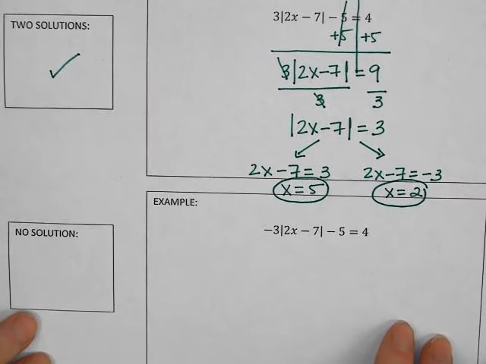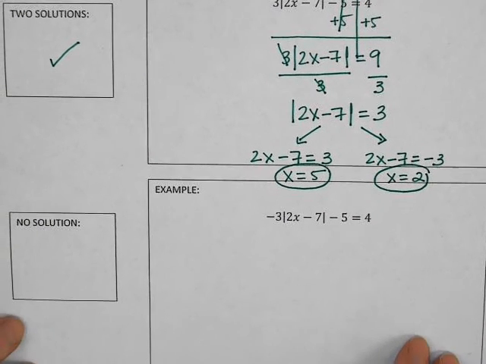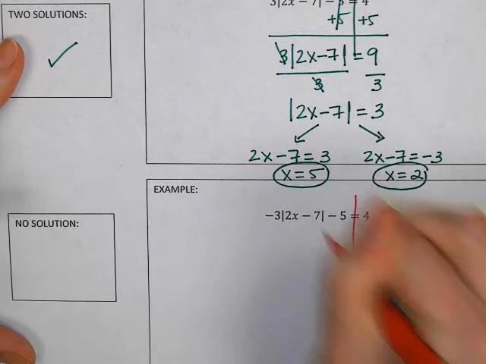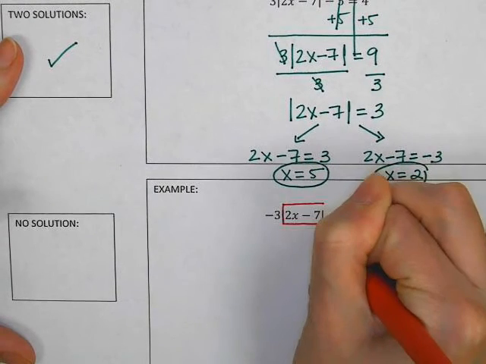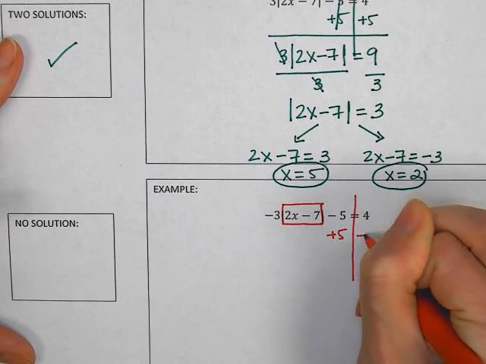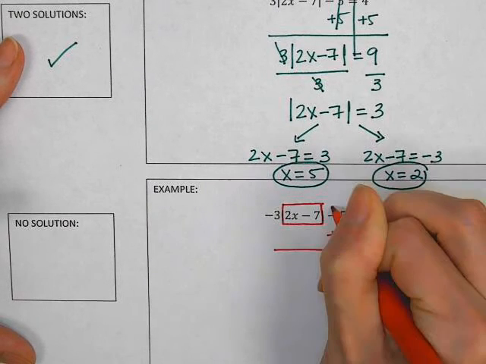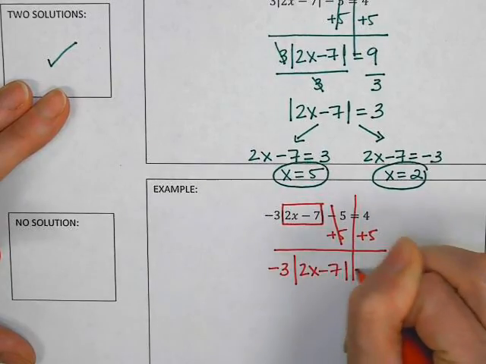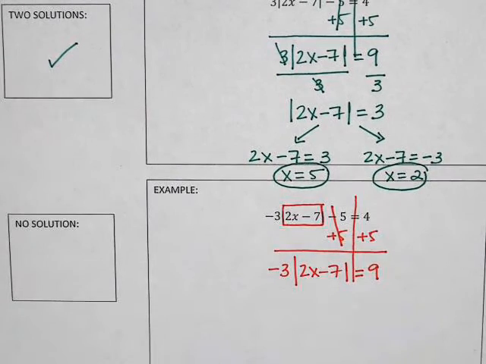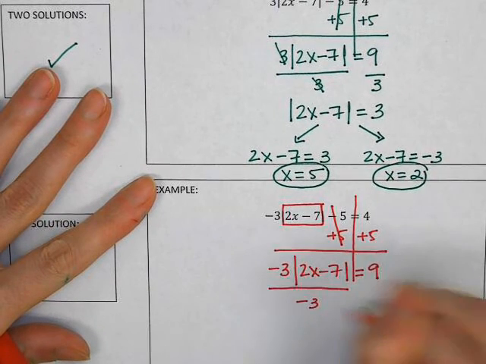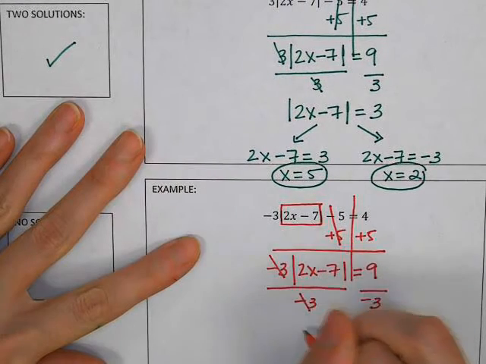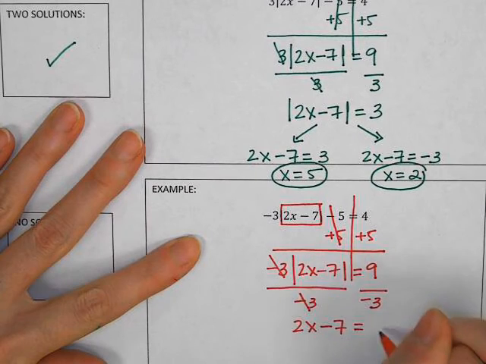Okay, but let's see what I'm talking about for that weird step 4. What does it look like if there's no solution? So same thing, we're going to isolate first. So if you're trying to isolate the absolute value, same thing as before, we're going to add 5, and we get negative 3, absolute value of 2x minus 7 equals 9, and then no distributing. So divide by negative 3, divide by negative 3. And these cancel. We get 2x minus 7 equals negative 3.